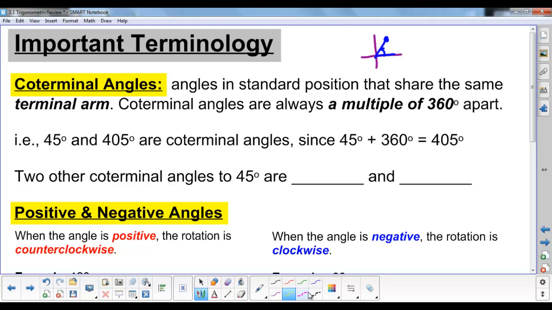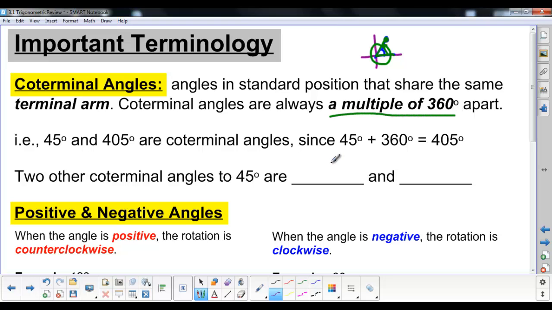Now a coterminal angle is basically a line that again starts in standard position, but let's say I rotated that much. I eventually ended up with the exact same terminal arm. We ended up in the exact same place, and that is what a coterminal angle is. They're always multiples of 360 degrees apart from each other. So let's say that blue angle that I first drew was 45 degrees.